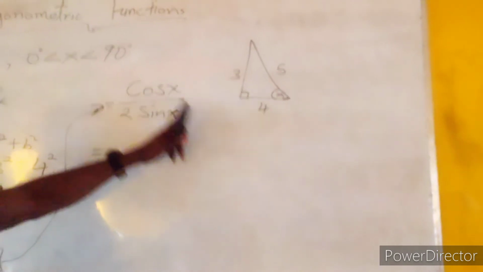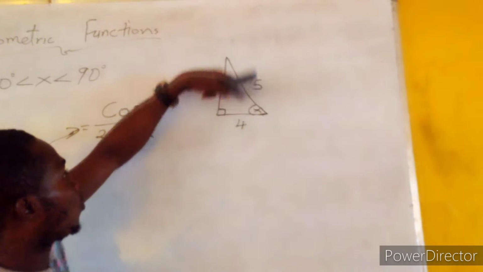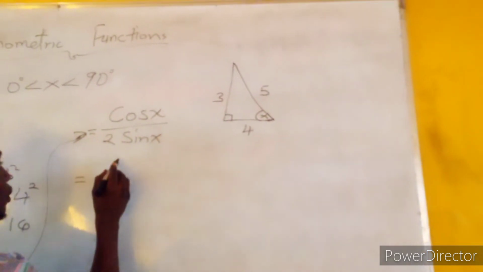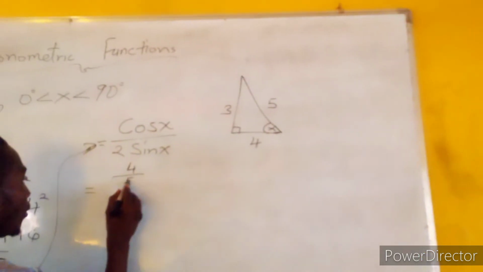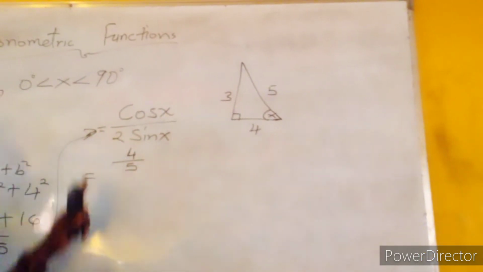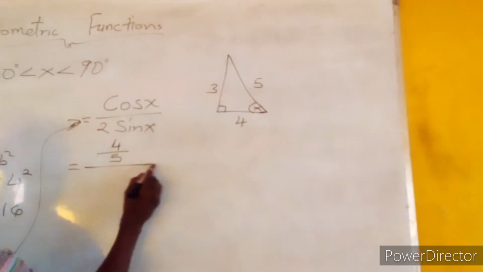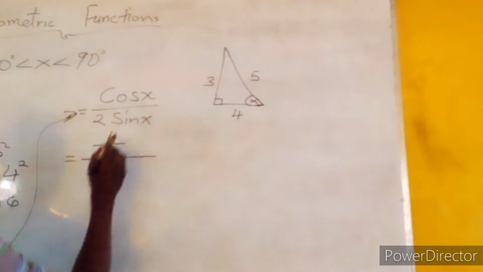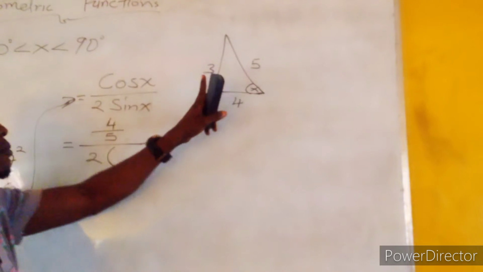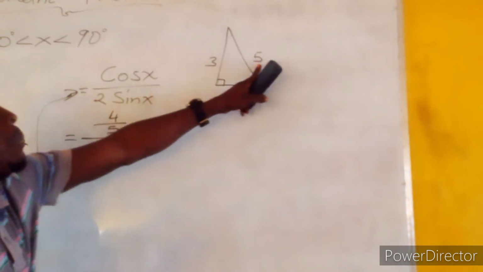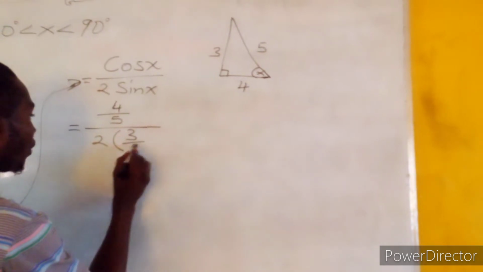So cos x is adjacent over hypotenuse. So you have 4 over 5. So this will be 4 divided by 5. We draw cos x, and we got 2 sine x. So we say all divided by 2 parentheses, sine x is 3 over 5. That means, because sine definition is opposite over hypotenuse, so it's 3 over 5. So it will give us positive 3 over 5.